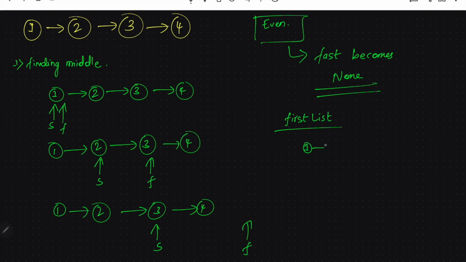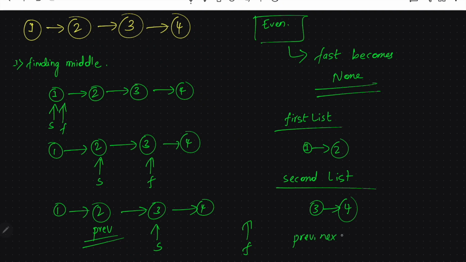each list should end with a None pointer, otherwise we will keep on iterating over the list. We are splitting at 1, 2, and the second list becomes 3 and 4, so we are splitting exactly at the middle. After 1, 2 we should have a null pointer. So in the iteration, previous to slow will have a pointer to 2. We will declare a variable named previous, and previous.next should be assigned None, because initially it will be pointing to 3 and we don't want that. In order to split the list, we will assign it as None.